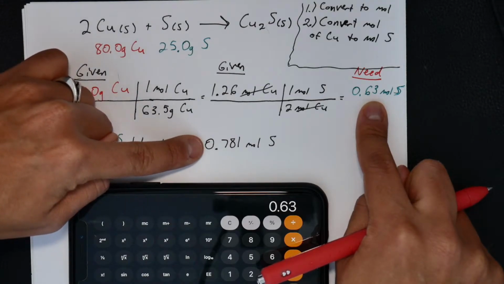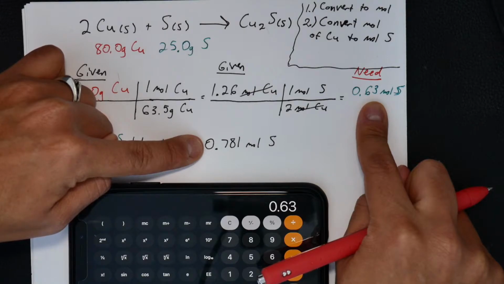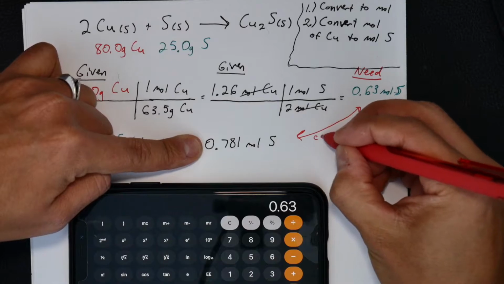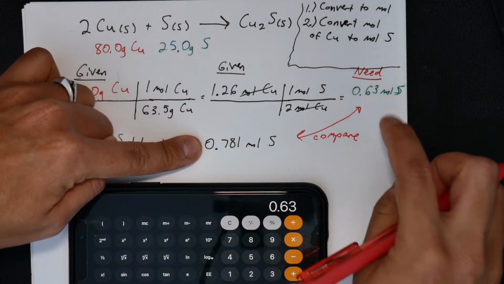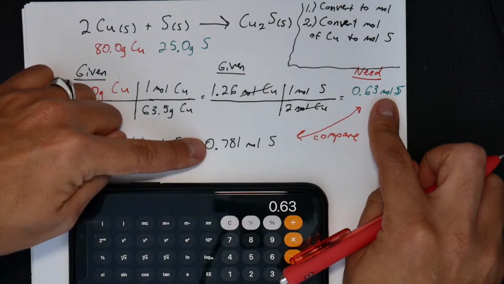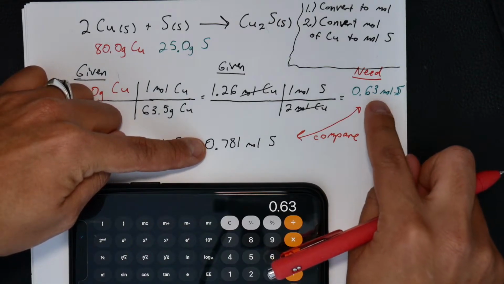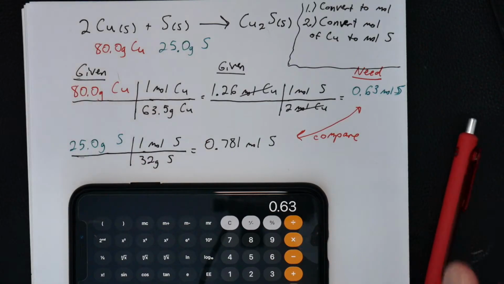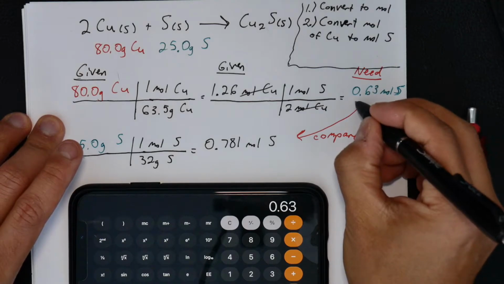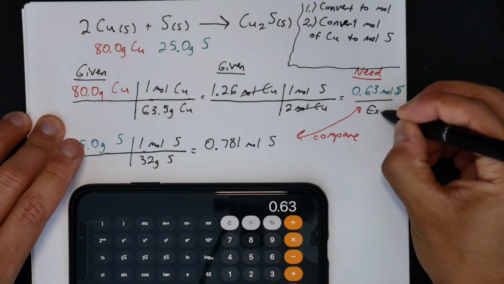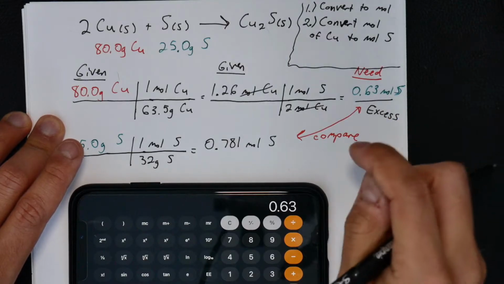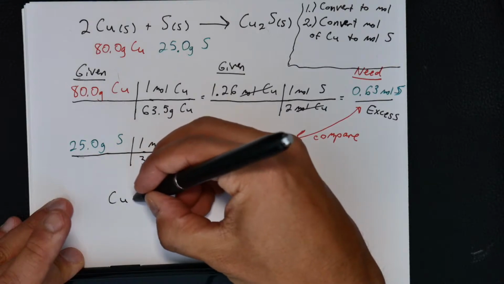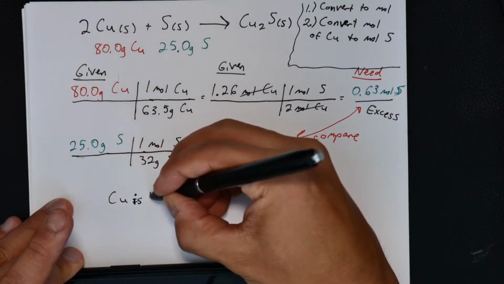We are being given 0.781 moles of sulfur. So now we just look at these two and we just compare. Do we have enough sulfur? Yes. We only need 0.63 moles, and we have 0.781 moles, which means of these two, this is going to be in excess because we have enough, and the copper is going to be limiting. Okay, so copper is going to be our limiting reactant.